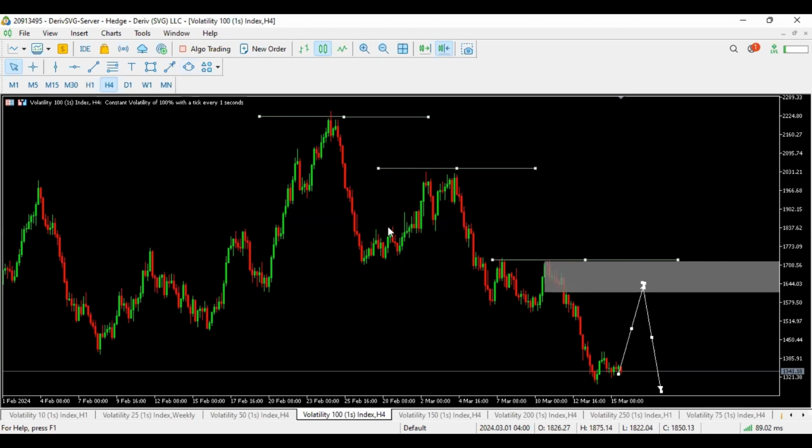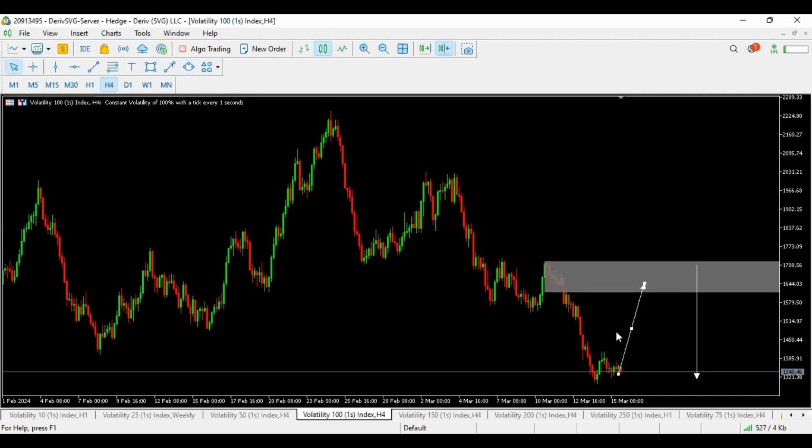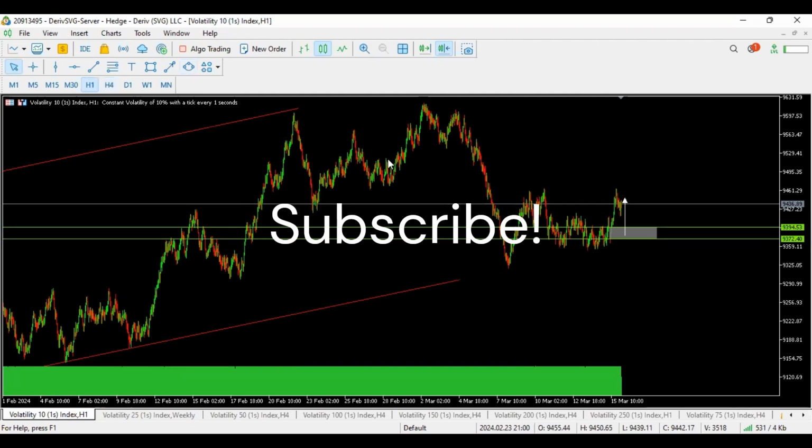So in terms of V100, I can literally remove all these other drawings, and then I remain with my gray zone because that is my area of interest right now. And then I say, if the market is to come back here, for the long-term perspective of things, we might want to sell from this area. Okay, so that is the V100 1S. Maybe to analyze one more chart, maybe V10 1S, we can check on it.